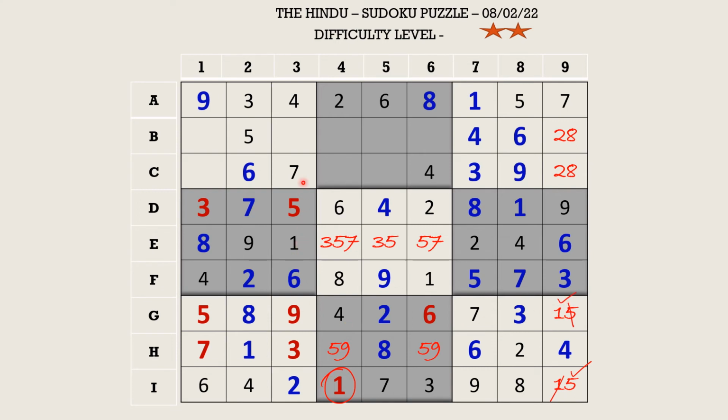Now in the third column the only missing number is 8. This 8 cancels out the 8 here. So B9 takes 2 and C9 takes 8. Now in the first column there are only 2 empty cells and the missing numbers are 1 and 2. There is a 2 here in B row. So B1 takes 1 and C1 takes 2.